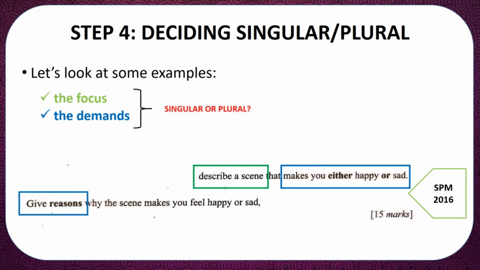So now we need to decide, are they singular or plural? Let's look at the focus. You see there? Describe a scene. And the word scene does not have S for plural. So it is singular. Satu sahaja, event. Makes you either happy or sad. So the words either and or show choices. Okay, choice. You need to choose only one. Happy or sad. You cannot answer both, right?